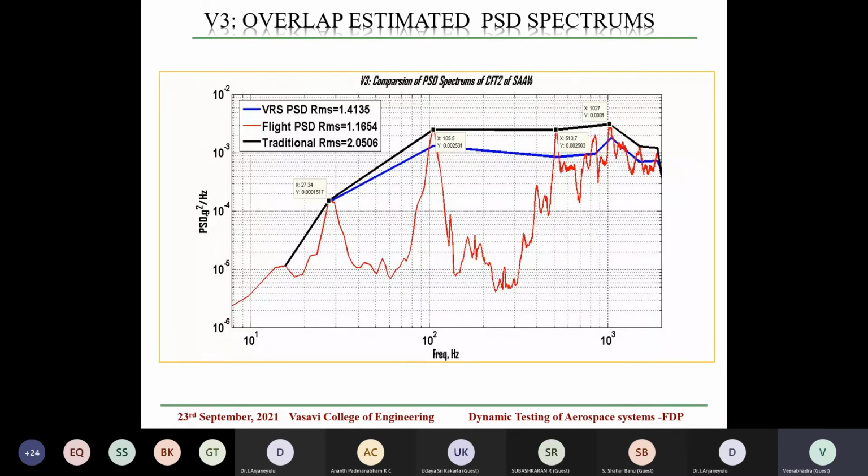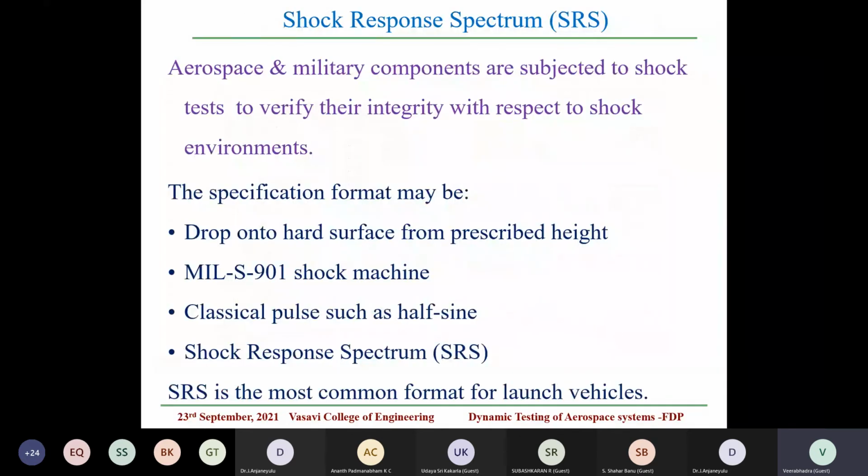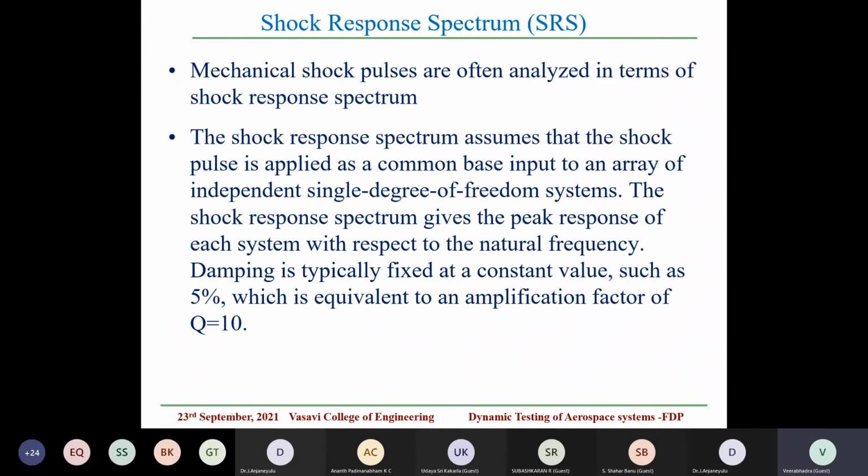Similarly, if it is a shock, we come to something called the shock response spectrum. This shock response spectrum is used in many industries, as I have put here. Why do we use this? Because all these aerospace and military components are subjected to a shock environment. To explain it again, I'll explain with a small example.